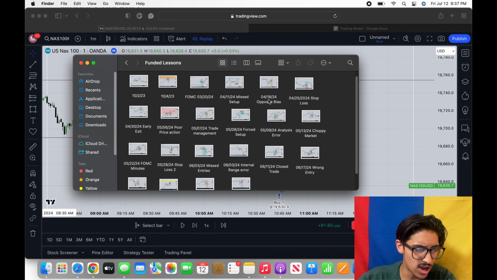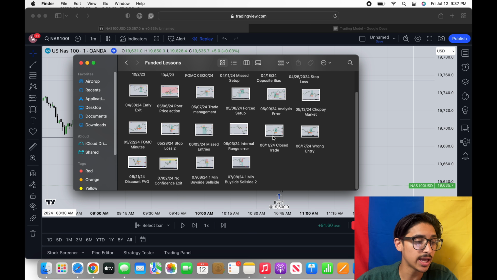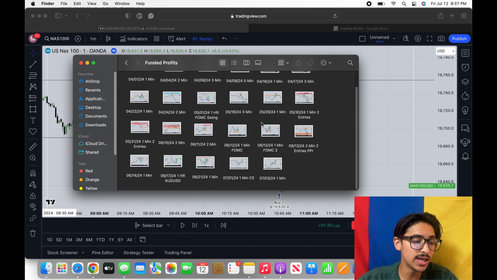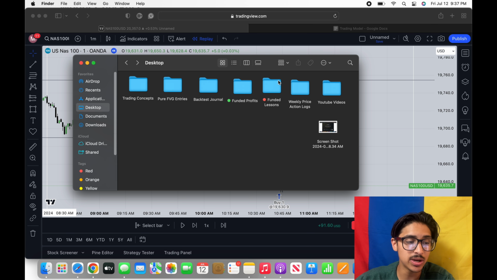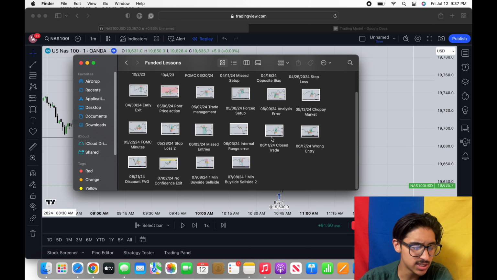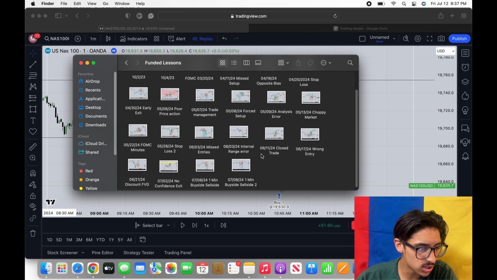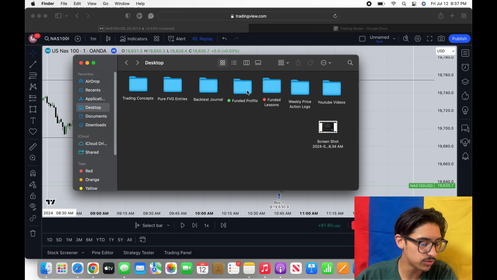So obviously I have a lot. I'm not scared to show this at all. Same as my profits too, I have been a little inconsistent lately with screenshotting and journaling my trades, which I definitely have to get back to, and I'm 100% going to get back to it tomorrow. I'm not scared to say that I'm human. I'm not fully consistent. That's another reason why I'm not profitable yet. But I do have a lot of lessons and profits.